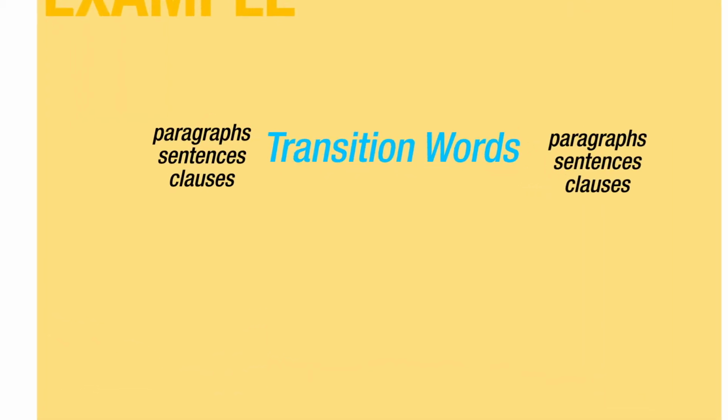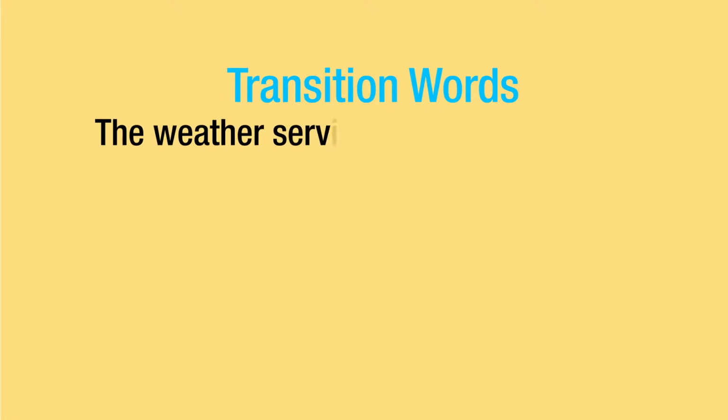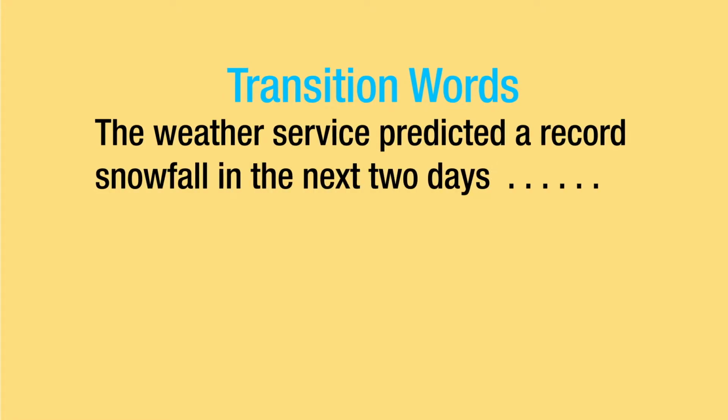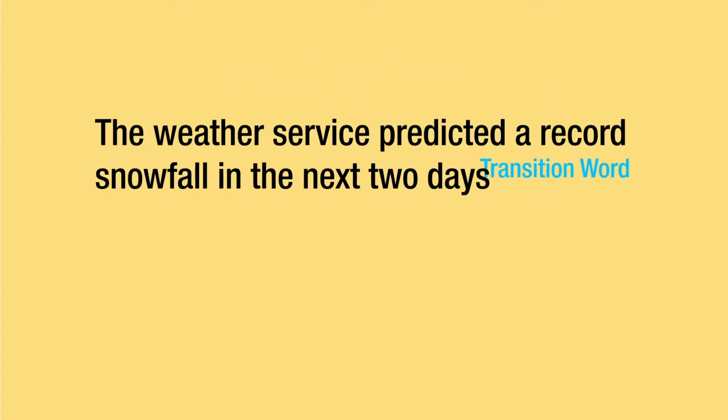So let's take an example. The Weather Service predicted a record snowfall in the next 2 days. Now, depending on what transition word we use, that's going to indicate what kind of information might come next. So, when we're using a transition word in the middle of our sentence, we're going to do a semicolon because what came before was an independent clause. Then we're going to do transition word, comma.